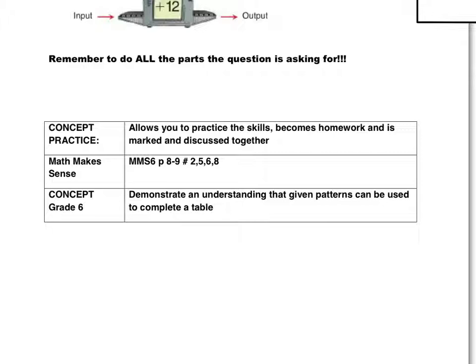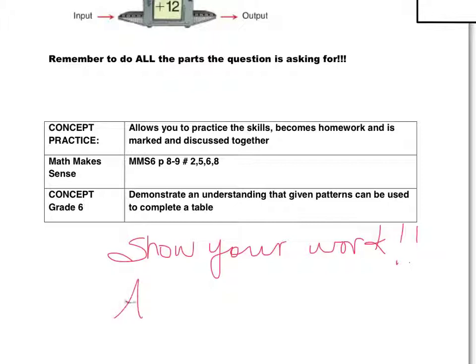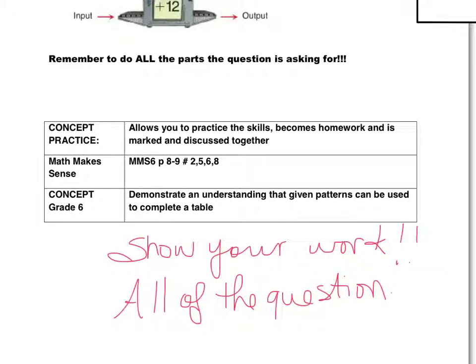All right, now you get to go on and practice. This is in your textbook, pages 8 and 9, numbers 2, 5, 6, and 8. You are demonstrating an understanding that the given pattern can be used to complete the table. So you will need to complete the table. As always, always, always, show your work. And remember to clearly label your numbers. Make sure that you have done all of the question. All right, if you have questions along the way, please remember to ask.